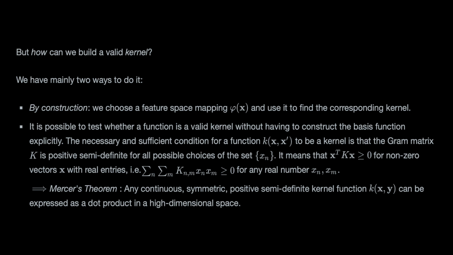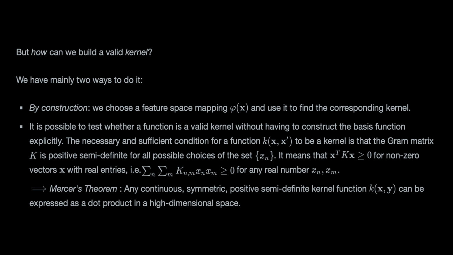Secondly, it is possible to test whether a function is a valid kernel without having to construct the basis function explicitly. The necessary and sufficient condition for a function k of x and x prime to be a kernel is that the gram matrix capital K is positive semi-definite for all possible choices of the set x_n. It means that x transpose K x is greater or equal to 0 for non-zero vectors x with real entries.